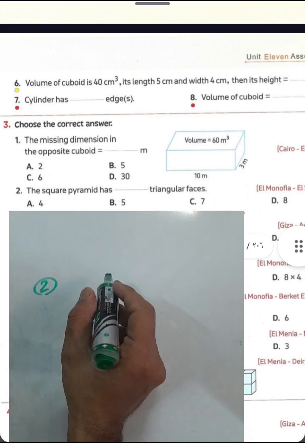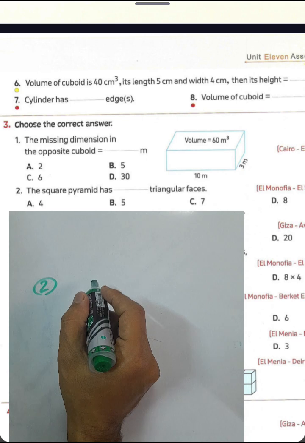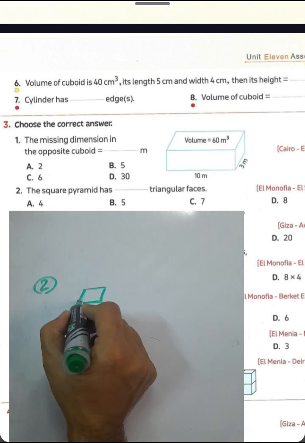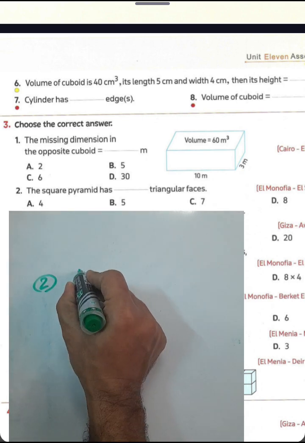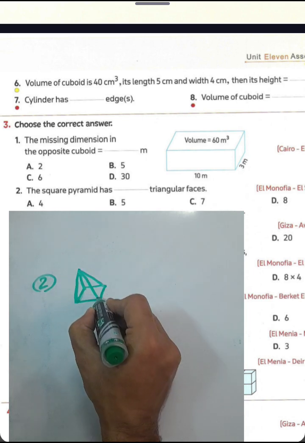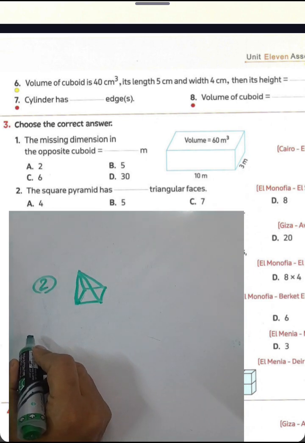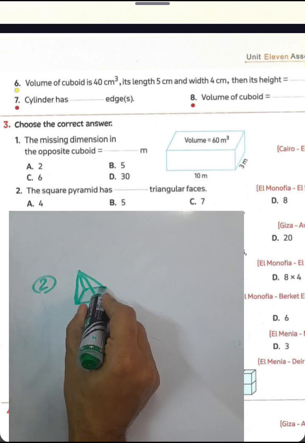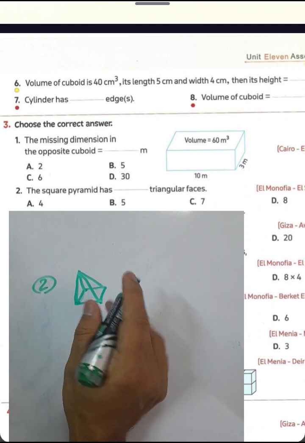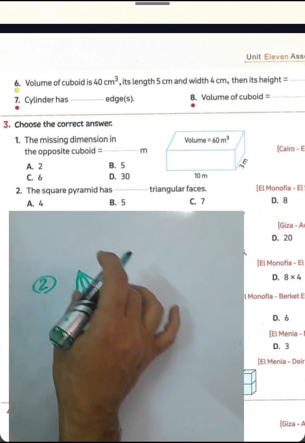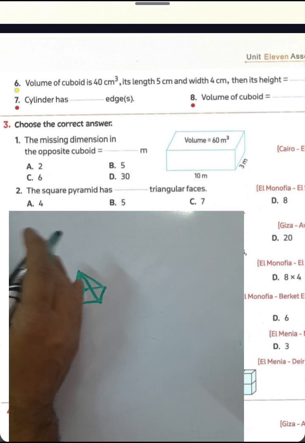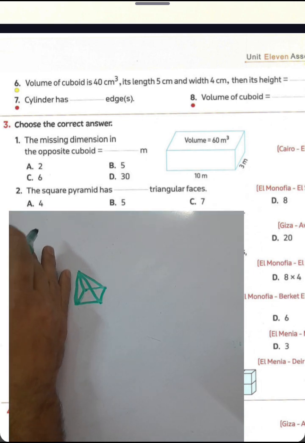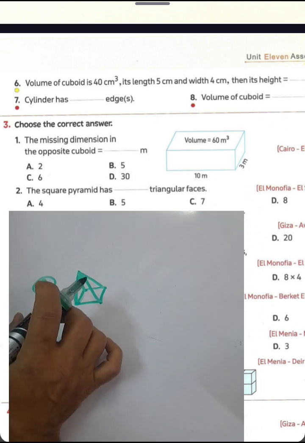The square pyramid has triangle faces. We can draw a pyramid here with a square in the base and triangles on the lateral sides. Then we can call it a square pyramid.